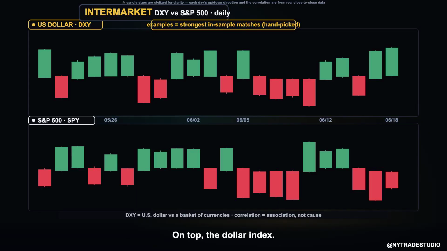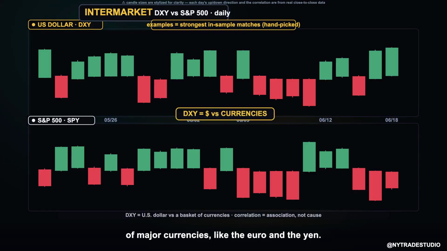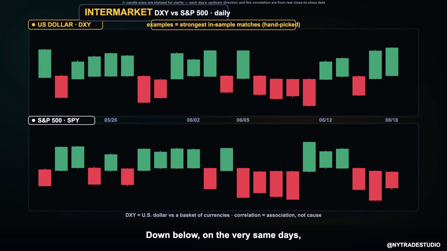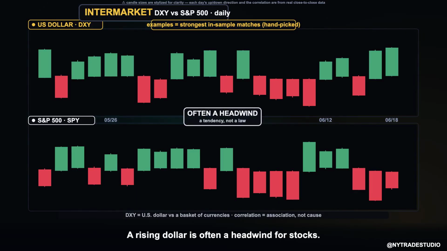On top, the dollar index. It simply tracks the dollar's exchange value against a basket of major currencies like the euro and the yen. Down below, on the very same days, the broad stock market. Now here is the relationship people talk about. A rising dollar is often a headwind for stocks.